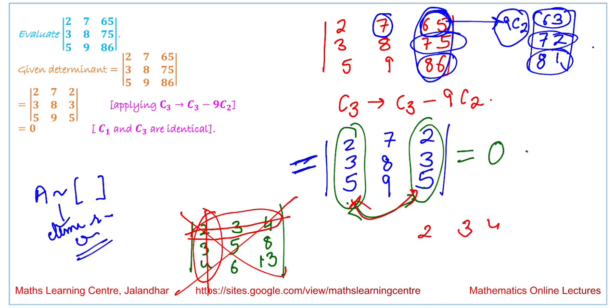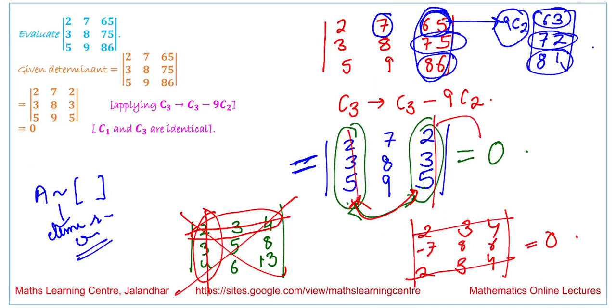We are saying either two columns should be equal or two rows should be equal. 2, 3, 4, 2, 3, 4, and the other values may be minus 7, 8, 6. These two rows are equal, the determinant is 0. If two columns are equal, the value of the determinant is 0. But in these kinds of cases we do not have any result. So you should keep in mind that you should not confuse this result with this condition.